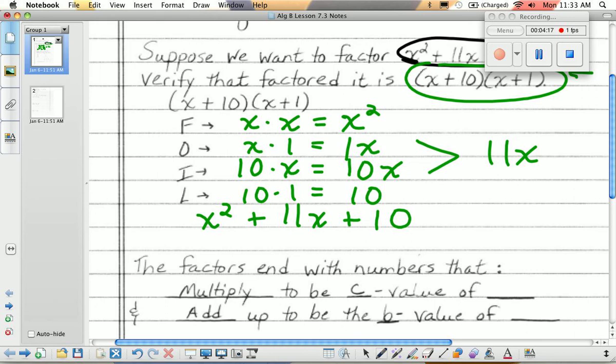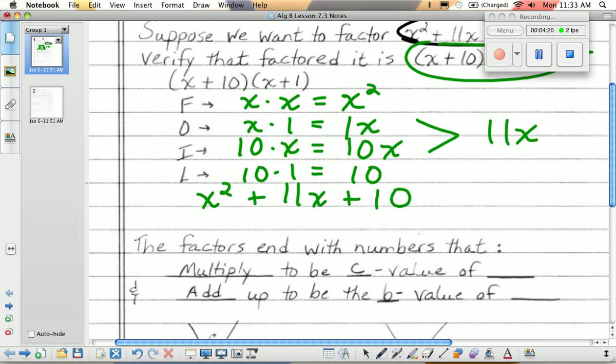Okay, let's see what actually happened here. Let's look at those factors. The factors end with the numbers 10 and 1. The factors end with the numbers that multiply to be the C value of our original trinomial. What's the C value? 10. Do this 10 and this 1 multiply to be 10? Yes. And they add up to be the B value. Here's our B value.